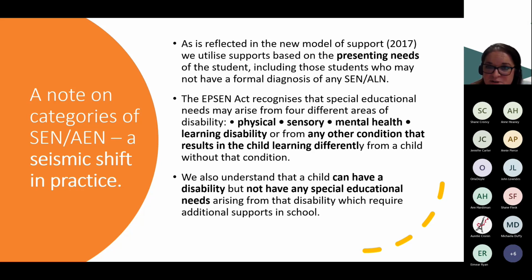For simplicity, I'm just going to mostly be using the term additional needs or presenting needs, as it's broader and it encompasses a very wide range of needs in our classroom. Also, when I refer to an inclusive approach, I am also referring to EAL learners and students from all cultures and backgrounds.